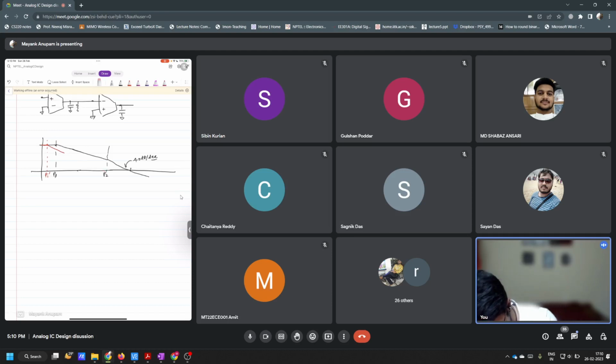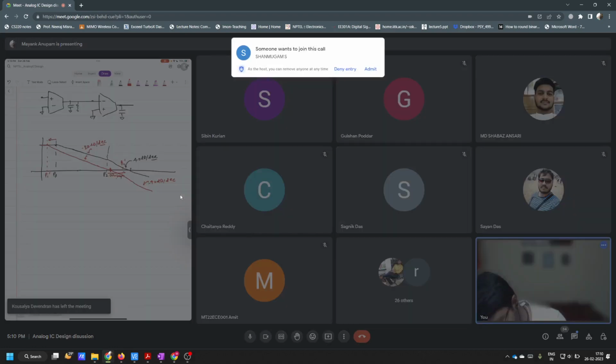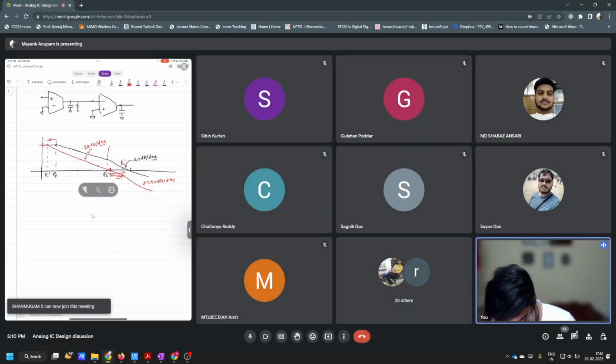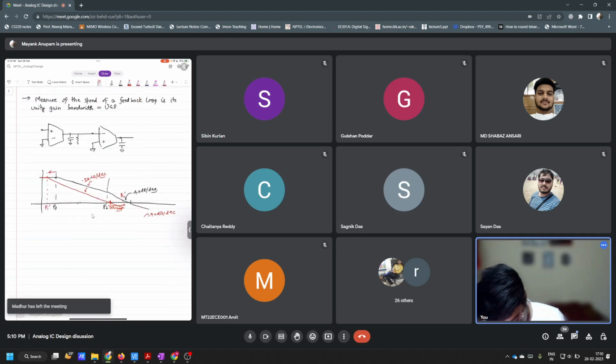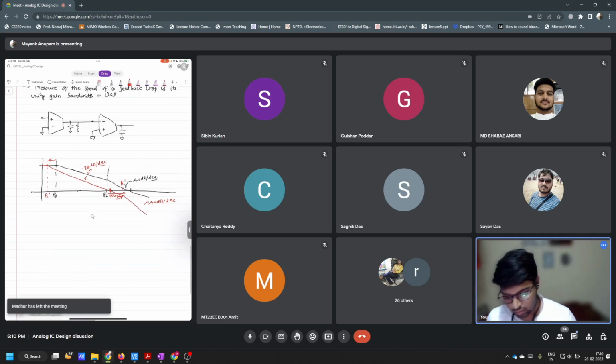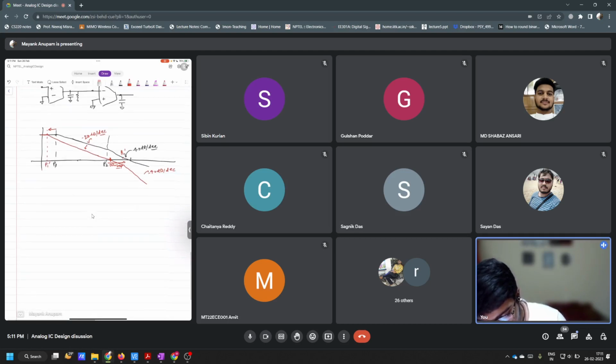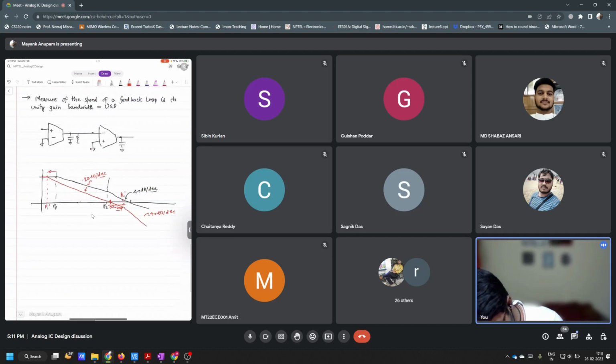This P1 was shifted back, right? And the P2 location was moved further apart. Let's say this is P2 prime, and after this it becomes minus 40 dB per decade, and here it is still minus 20 dB per decade. So now this is omega u loop, and around this UGB the system still has the minus 20 dB per decade slope. So that is why the system is stable. This is with Miller compensation.